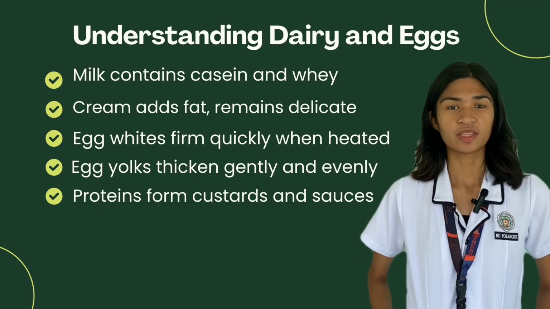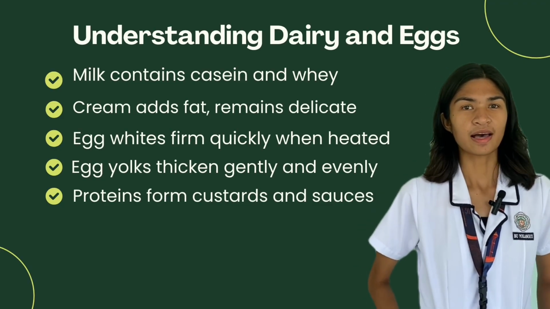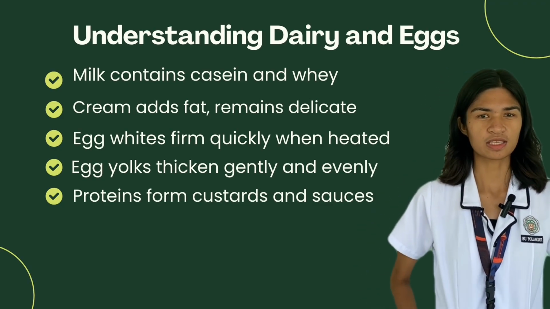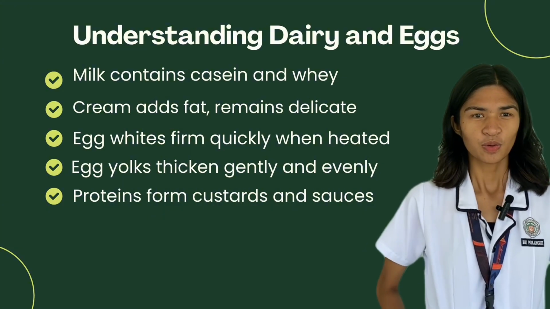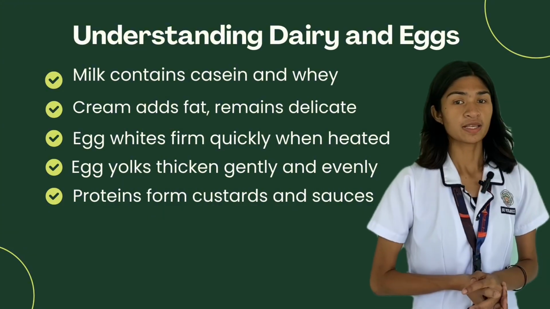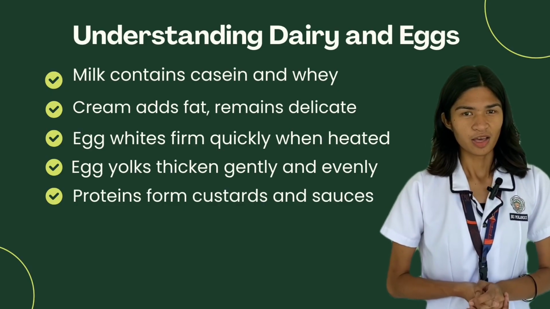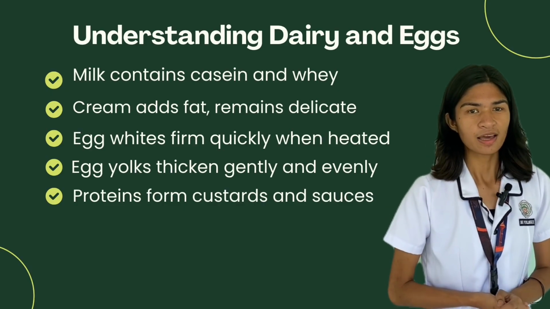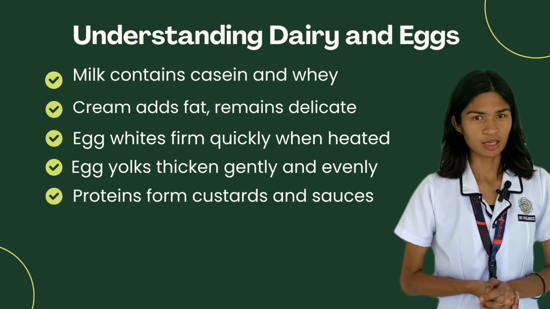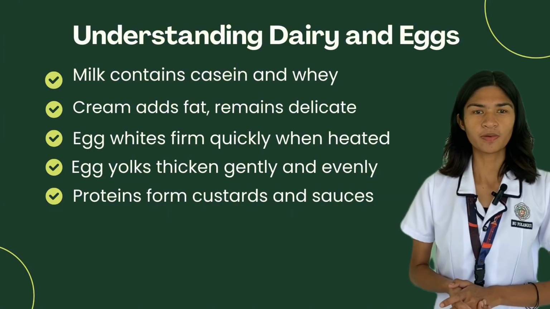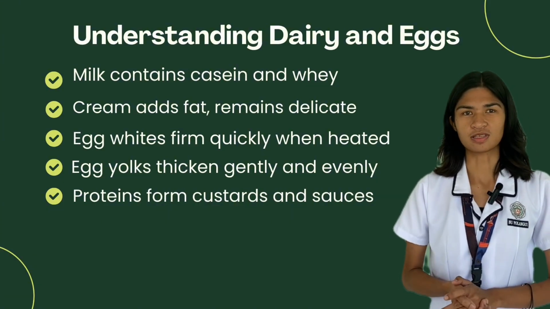Let's start with the ingredients. Milk has casein and whey proteins, which act differently with heat and acid. Cream has fat, which makes it rich but still delicate. Egg whites firm up quickly and egg yolks thicken gently. Together, they form the base for custards and sauces.